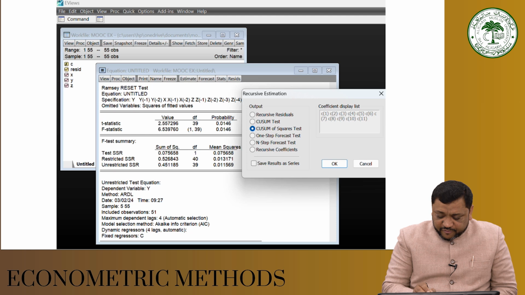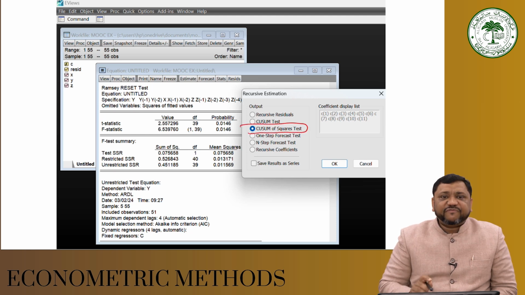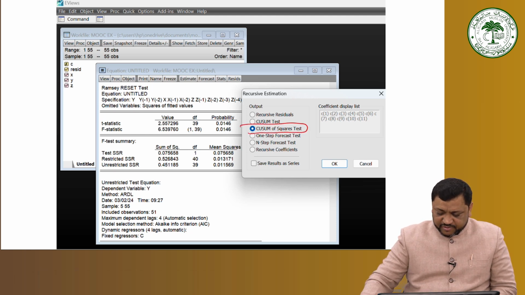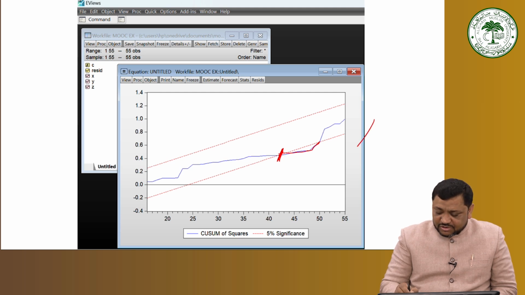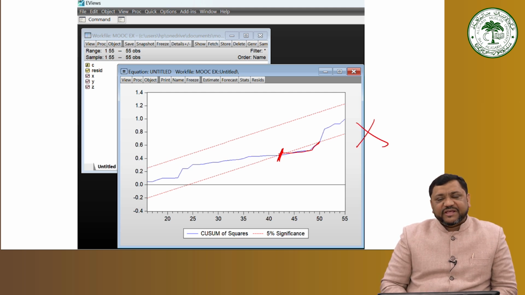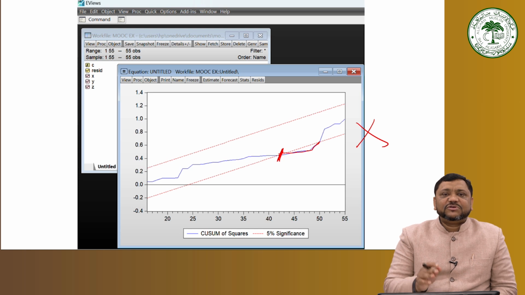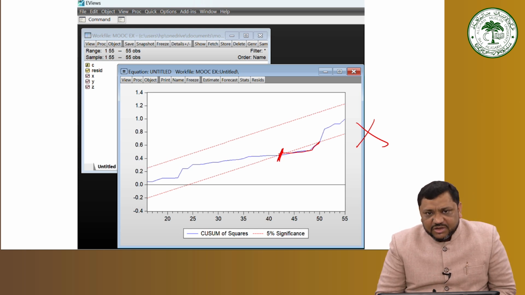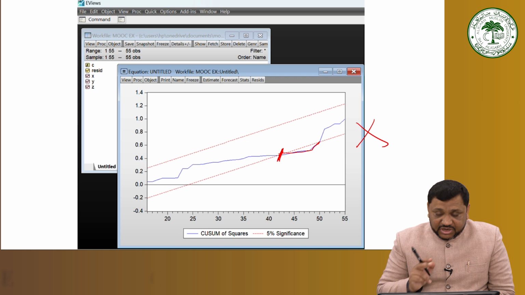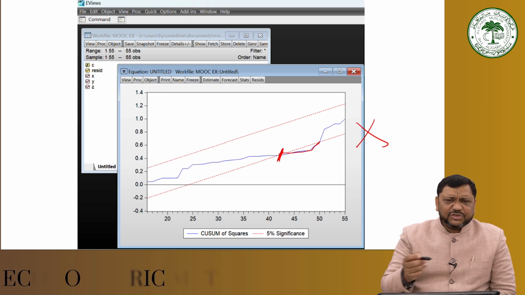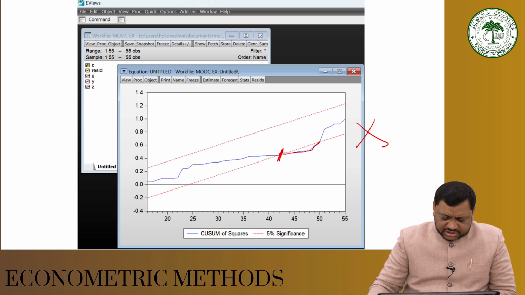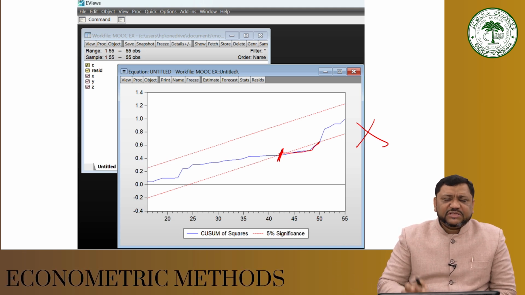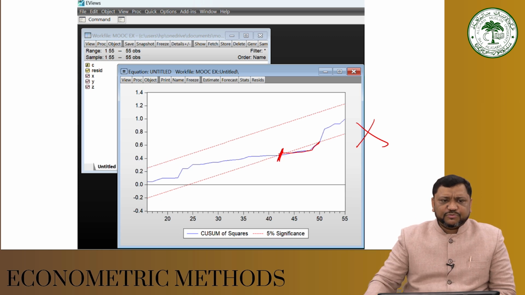Fine, the model is stable. Next, we go for the second one, the CUSUM of squares test. We come over here, but see, now the blue line has crossed. So our model is not stable. We cannot use this model now for meaningful interpretation. It is not stable over here. One way out is to check for a structural break and accommodate it in the data. But that is again beyond the discussion of this course. But we have to check for stability by using CUSUM and CUSUM of squares.